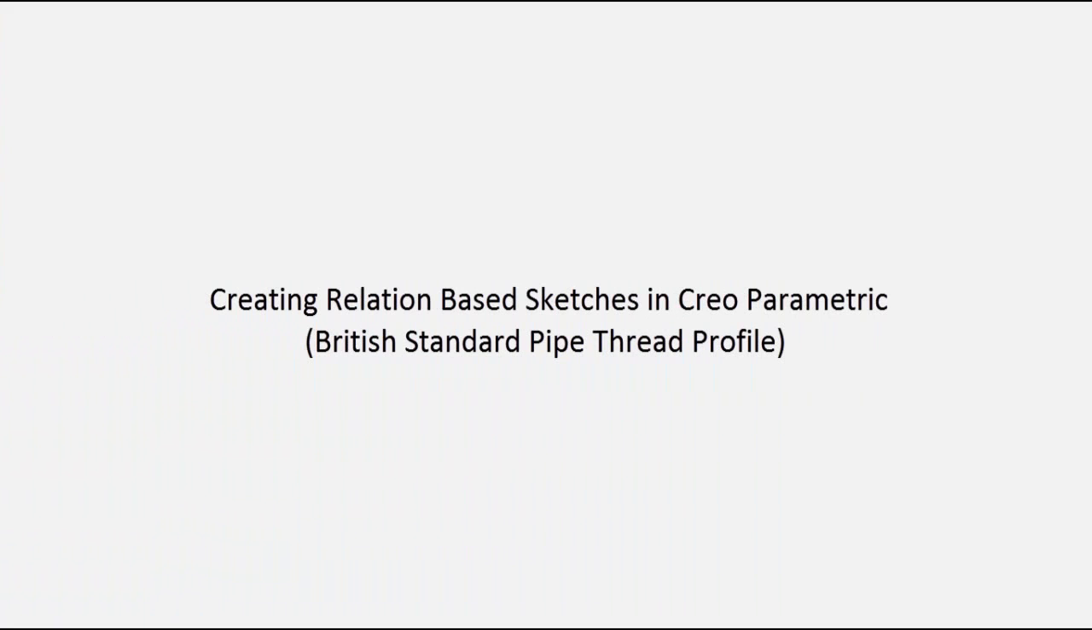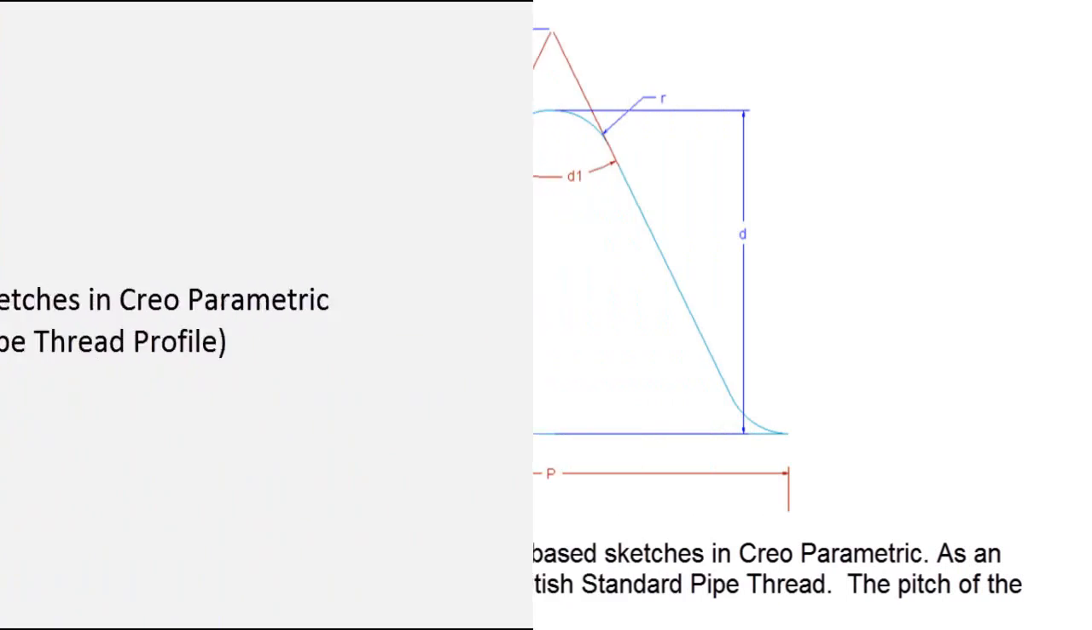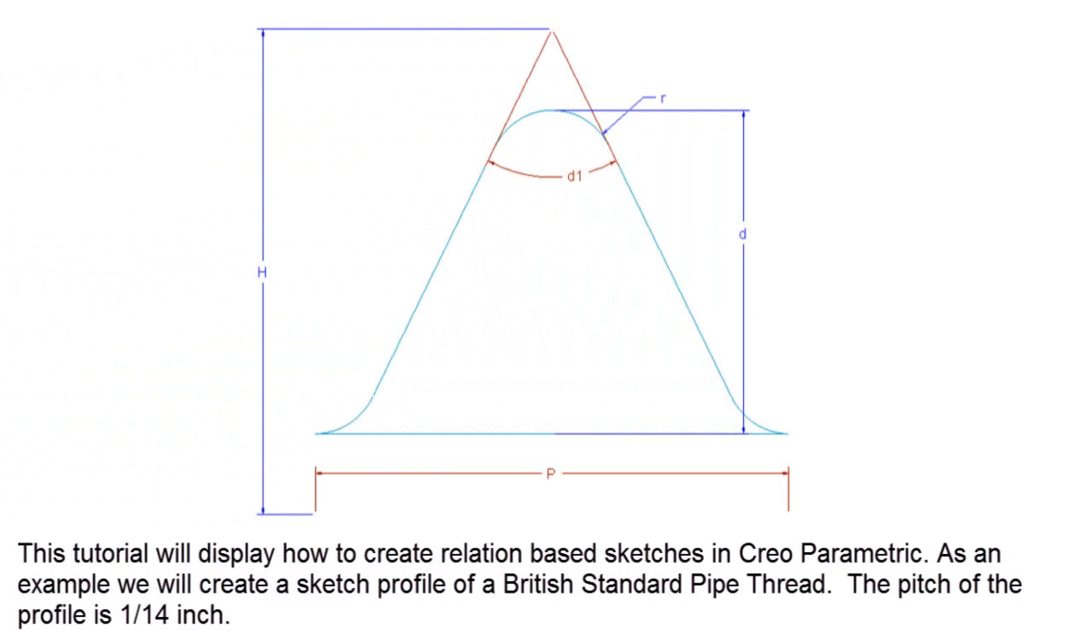Creating relation-based sketches in Creo Parametric. This tutorial will display how to create relation-based sketches in Creo Parametric. As an example, we will create a sketch profile of a British Standard pipe thread. The pitch of the profile is 1/14 inches.